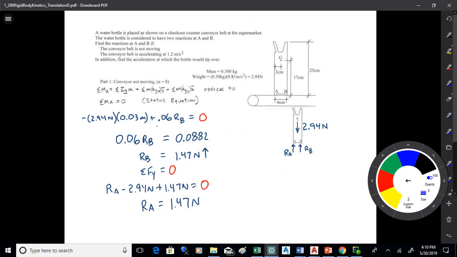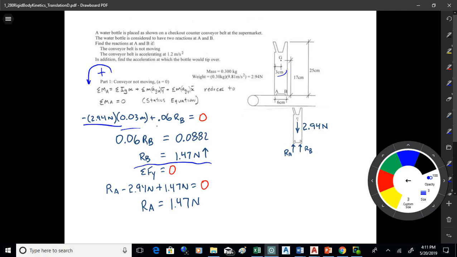If you remember, with standard moments, normally we call counterclockwise positive. That's the convention when you're doing statics. So we take that weight times the 3 centimeter, 0.03 meter offset distance. That'll be negative because it's clockwise. And then we add 0.06 RB and set that equal to 0. We can run through that and solve for RB, and that's 1.47 newtons. So that's the reaction on the right side.